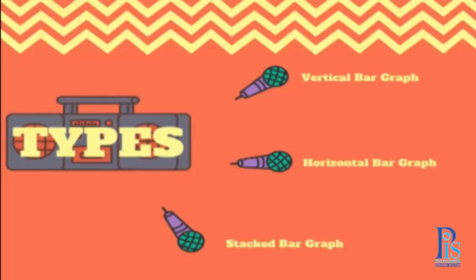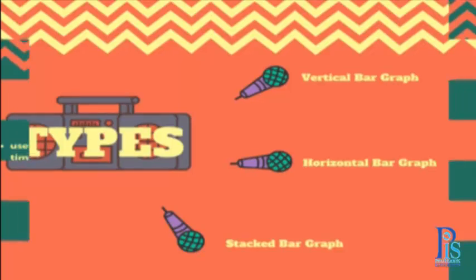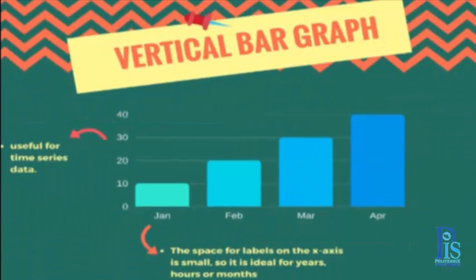There are 3 types of bar graph. First, vertical bar graph. Second, horizontal bar graph. Third, stacked bar graph. Let us look at the vertical bar graph. It is the graph that can go up and down. It is particularly useful for time series data. The space for labels on the x-axis is small, so it is ideal for years, hours, or months.